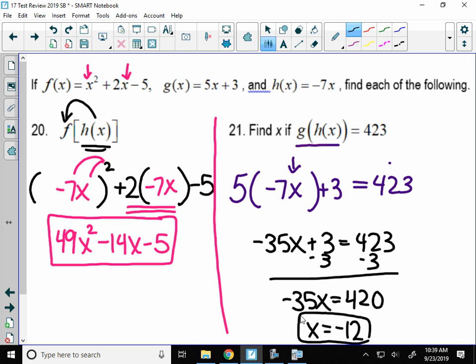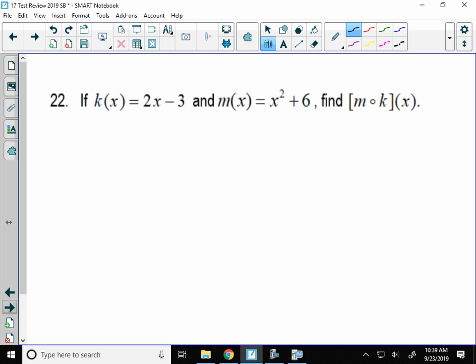All right, one more for this video, number 22. So we have k, we have m, find m of k of x. So what we're going to do is take the function of k, it's on the right, and put it into m. m is right here. This is what we're starting with. So instead of x, we'll have something squared plus 6. Now in place of the x, I'm going to put the k, 2x minus 3.